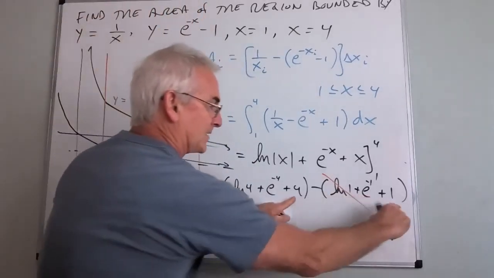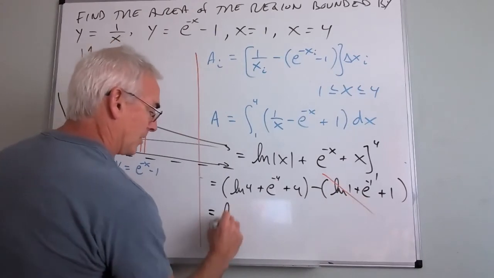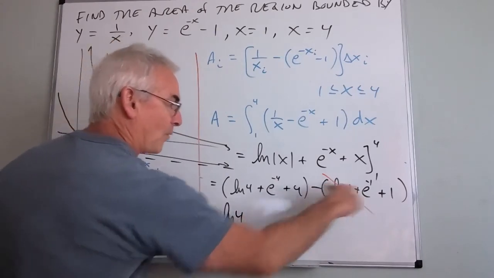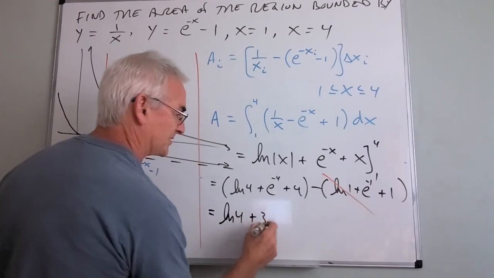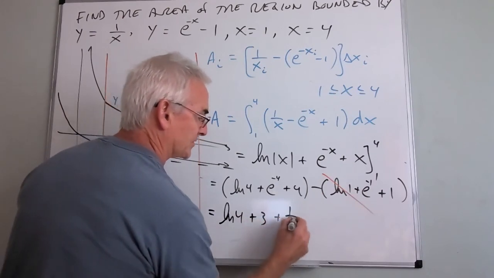I have 4 minus 1. So this is log 4. 4 minus 1, I'm just going to say plus 3. Now, if you want to do this, this is fine.